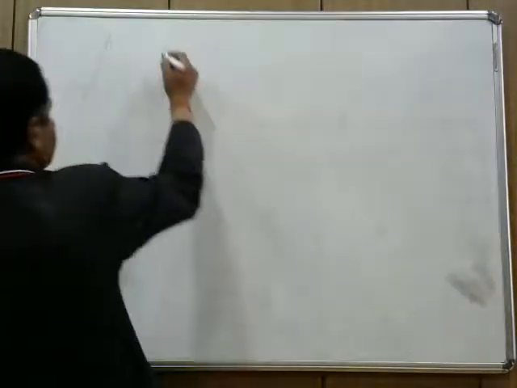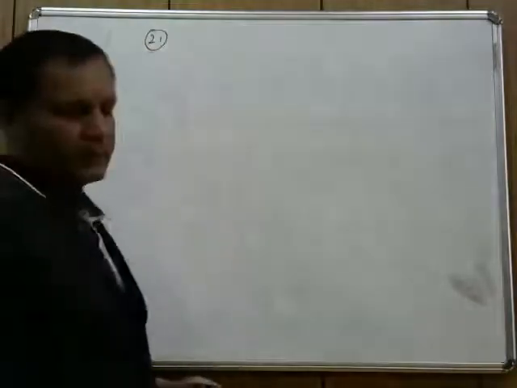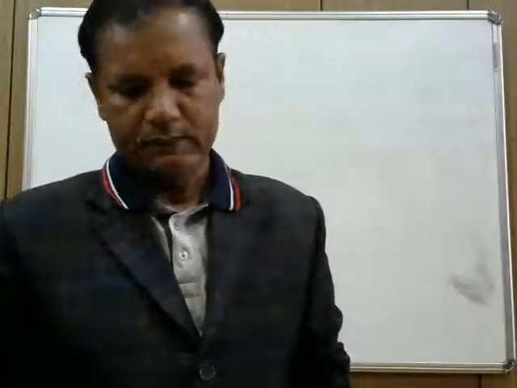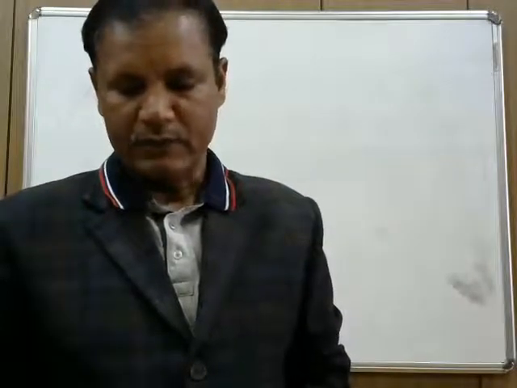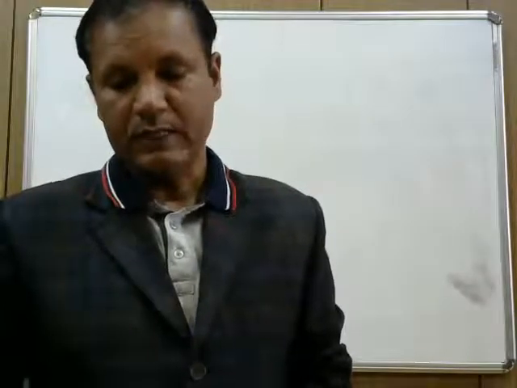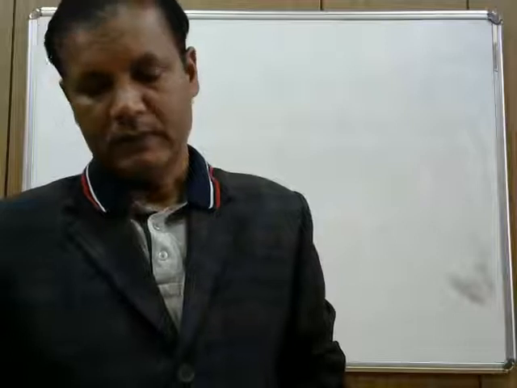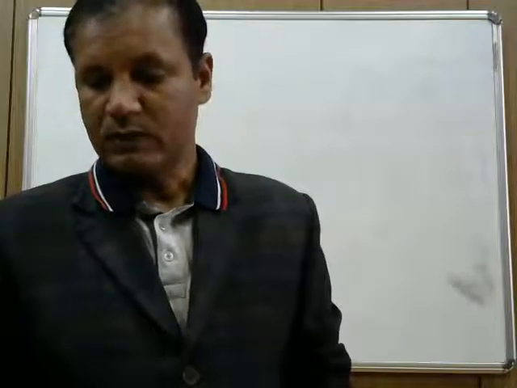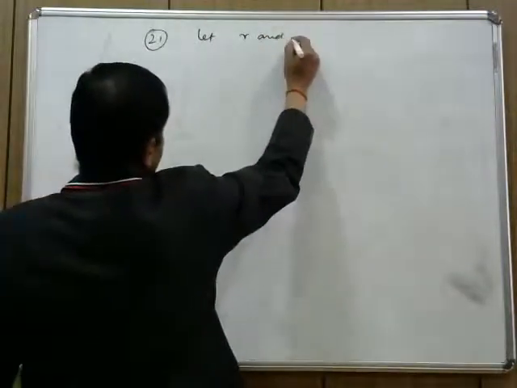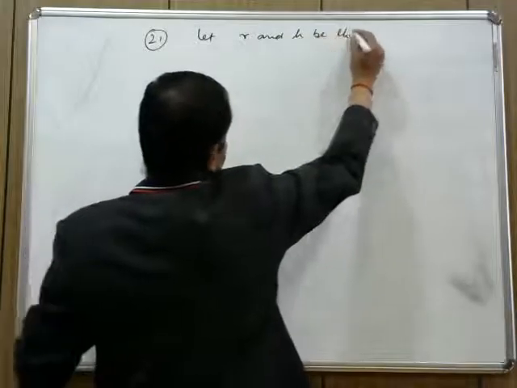in the 21, it is given that of all the closed cylindrical cans, right circular cylinder, of a given volume of 100 cubic centimeters, find the dimension of the can which has the minimum surface area. That means the cylindrical can is given. So let r and h be the radius and height of the cylindrical can.